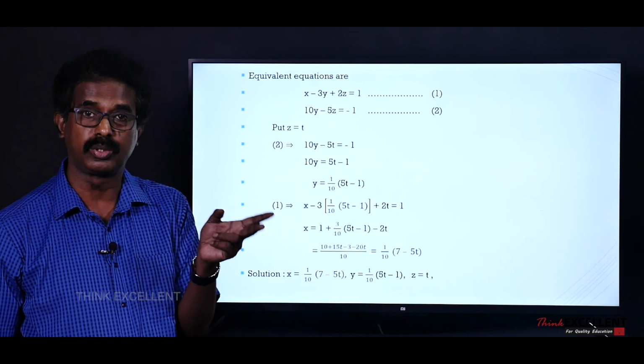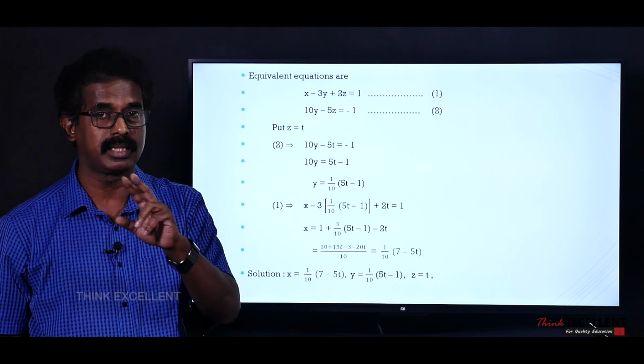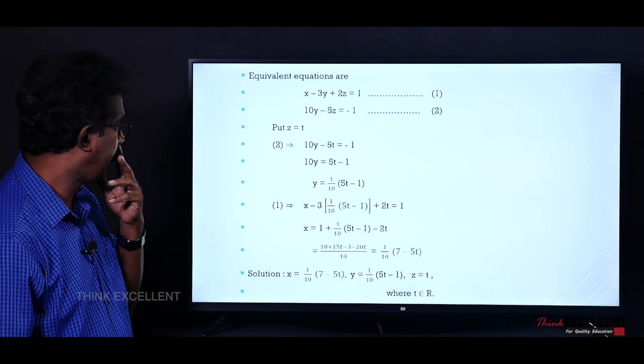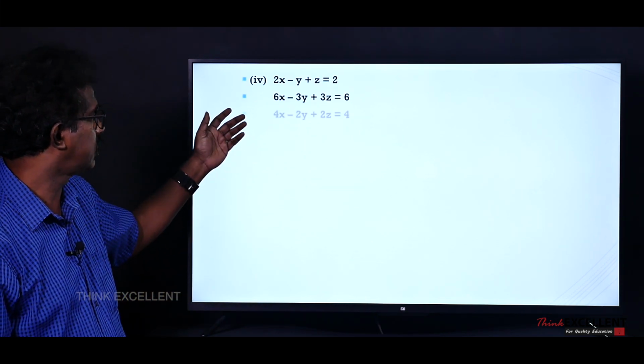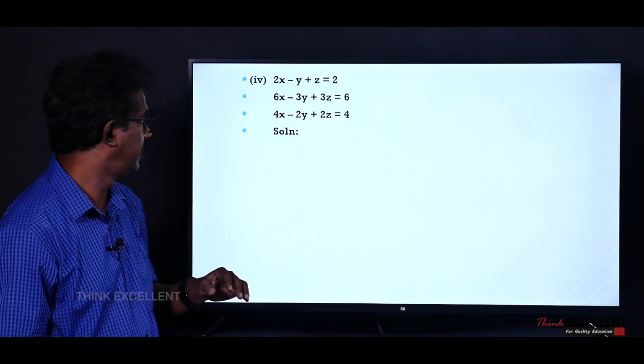Here ranks are 2 and 2. Only two equations to solve. There are three unknowns, so put z equal to k and do, right? See another question. Three unknowns, three equations given, everything is given in the correct form.